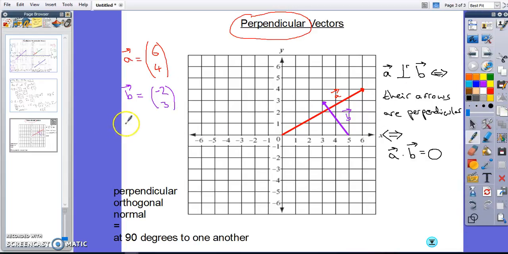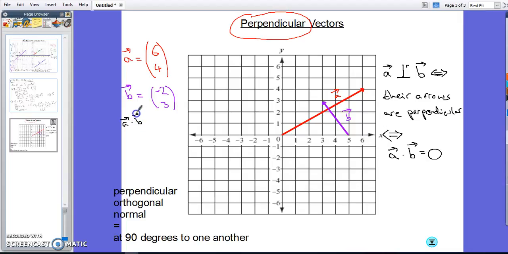So, what is the scalar product of A and B? Well, that's (6, 4) times (-2, 3), which is 6 times -2 plus 4 times 3, which is -12 plus 12, which is equal to 0. So yes, A is perpendicular to B. And we're done. So, we know how to investigate whether two vectors are perpendicular given their components.